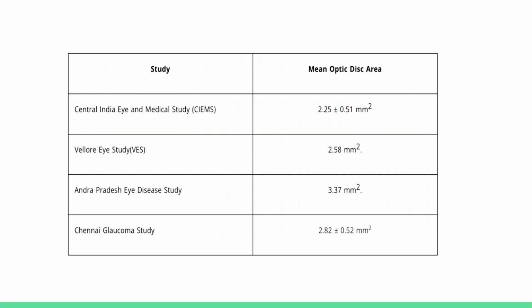Now these are various mean optic disc areas as described in various studies. Chennai Central Eye India study had 2.2 plus minus 0.5 mm, and Vellore Eye study had 2.58 mm square.